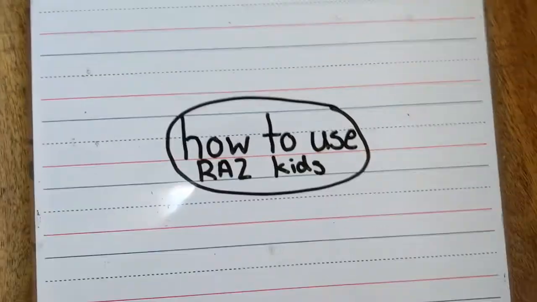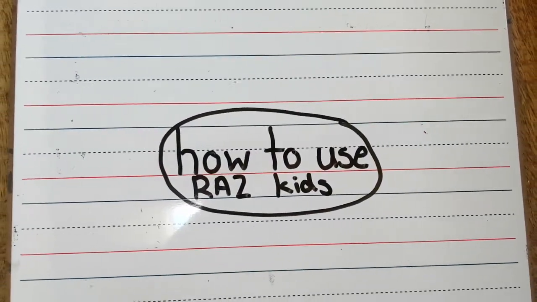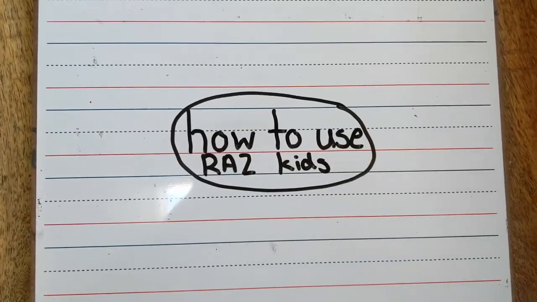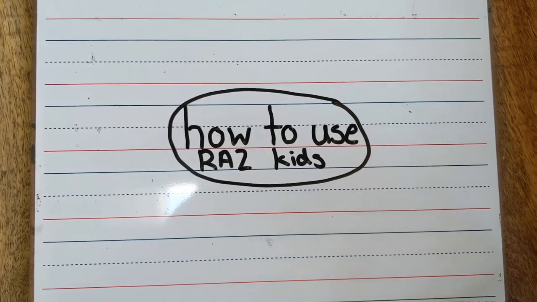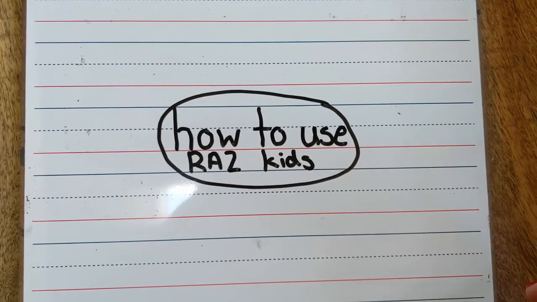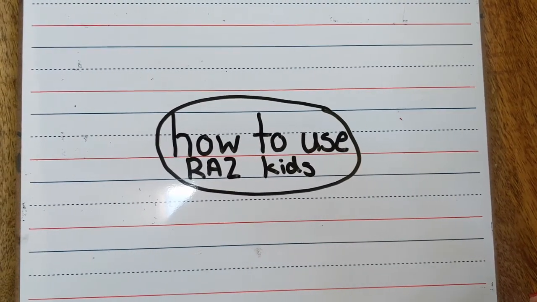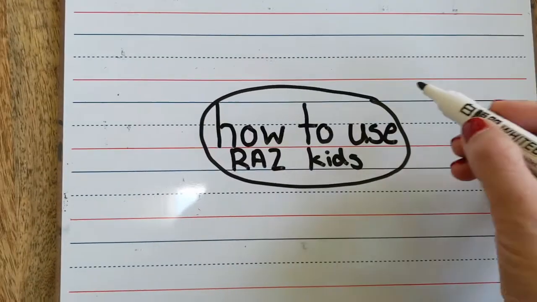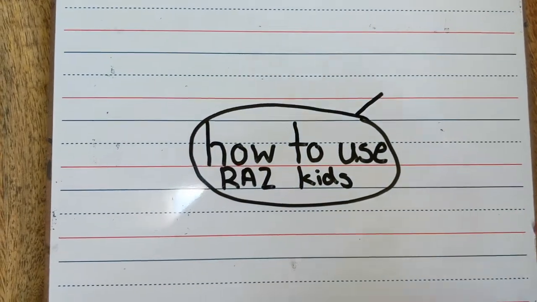Okay, we're going to practice doing a brainstorming web together. For my example, I'm going to do how to use Raz-Kids. So you can think of something else you want to give instructions for. Maybe it's how to make some food or how to play a game. Maybe you want to explain how to play monkey in the middle or football. The choice is yours. So what is the first thing we need to do to use Raz-Kids?